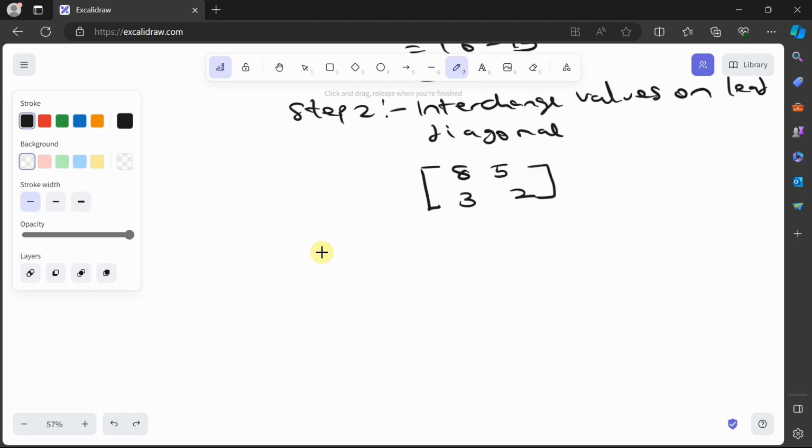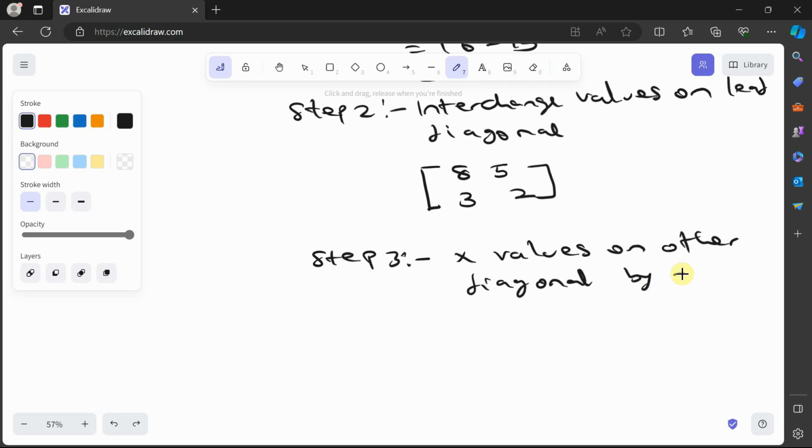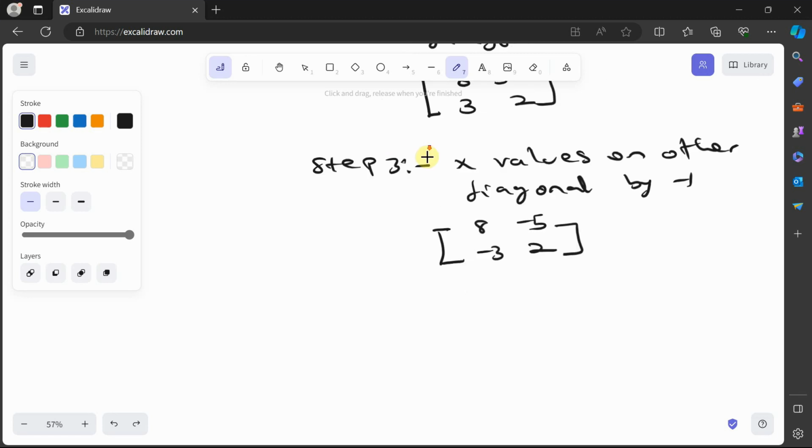Now step 3 is what? Who can remember? Great. So multiply the values on the other diagonal by minus 1. What is the other diagonal? This is the other diagonal. So I'll still maintain my 8 and 2, but instead of saying 5 and 3, I'll say minus 5 and minus 3. This is the resulting matrix.